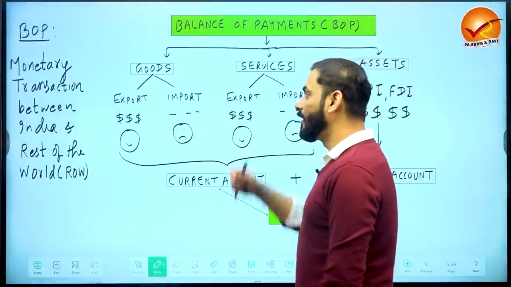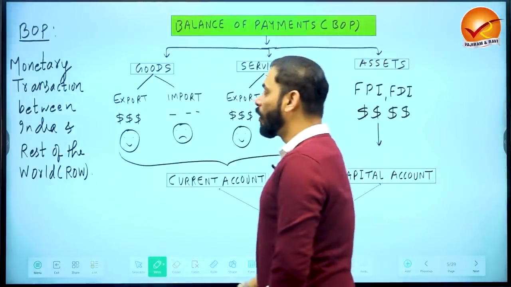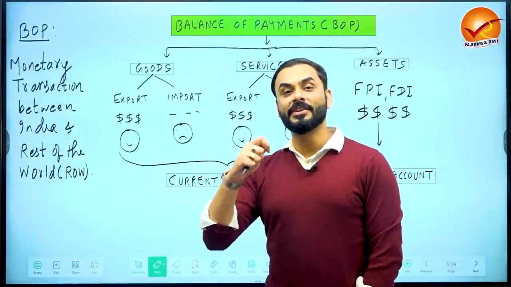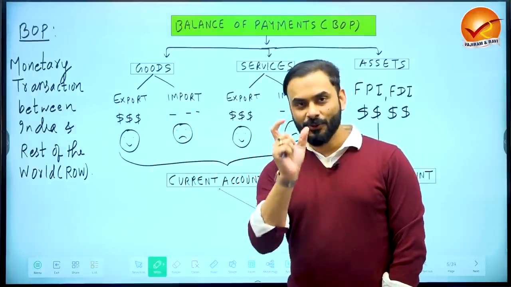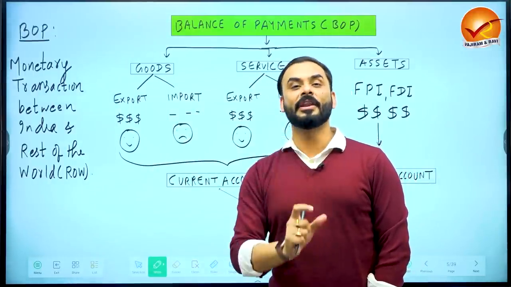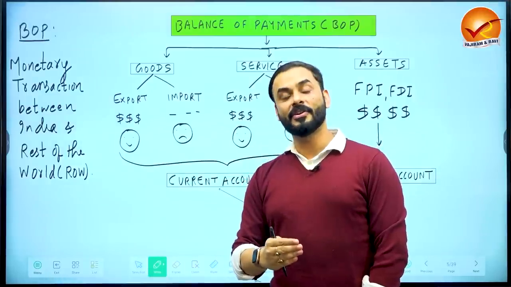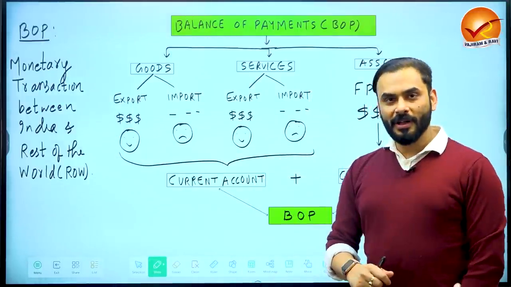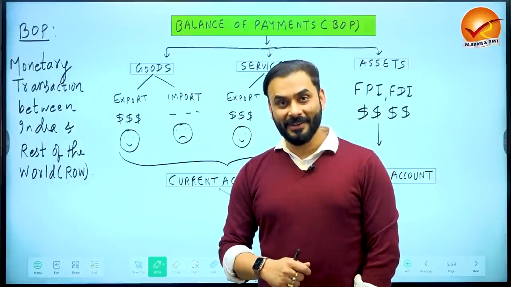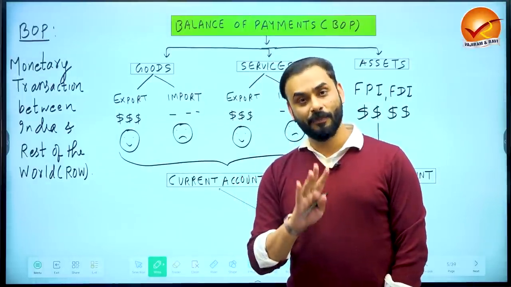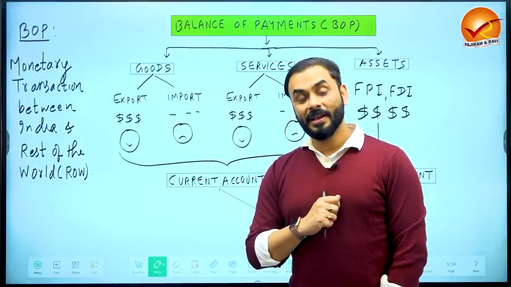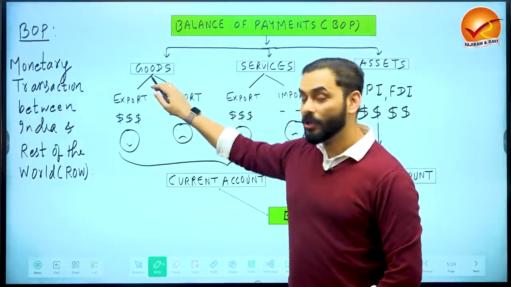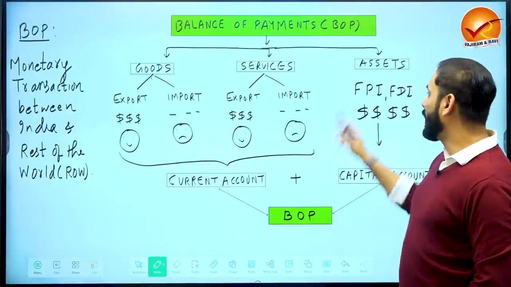So see, what is balance of payment? Balance of payment means monetary transaction between India and rest of the world. Whenever you indulge in a transaction with any other country, it has a monetary value. A systematic record of all that transaction in terms of money is called balance of payments. Now, I told you when we started the lecture, what are the three things broadly that we normally buy and sell between two countries: goods, services, and assets.